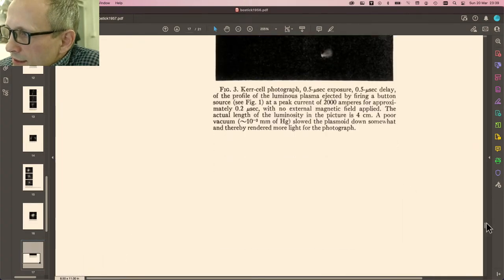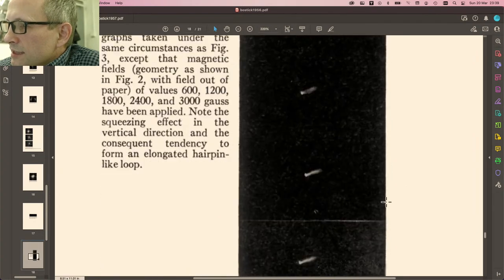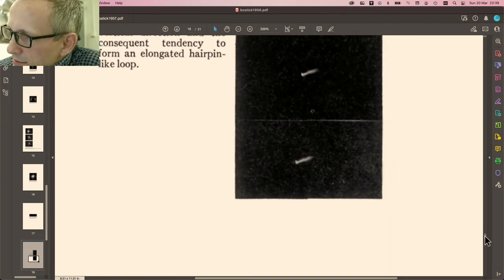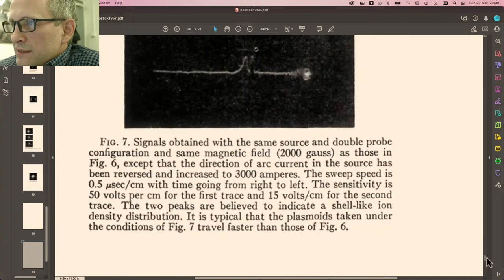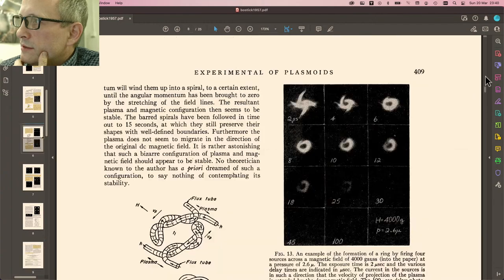Okay, anything else before we go on to the next one? Yeah, this is the elongation, and anything else? And these are some timing signals. Okay, all right. So we're going to go into the 1956 paper.